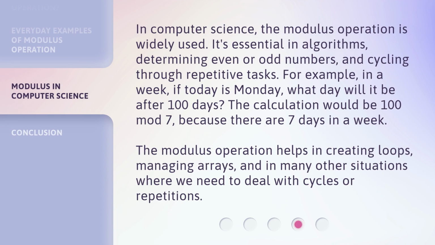In computer science, the modulus operation is widely used. It's essential in algorithms, determining even or odd numbers, and cycling through repetitive tasks. For example, in a week, if today is Monday, what day will it be after 100 days? The calculation would be 100 mod 7, because there are 7 days in a week. The modulus operation helps in creating loops, managing arrays, and in many other situations where we need to deal with cycles or repetitions.